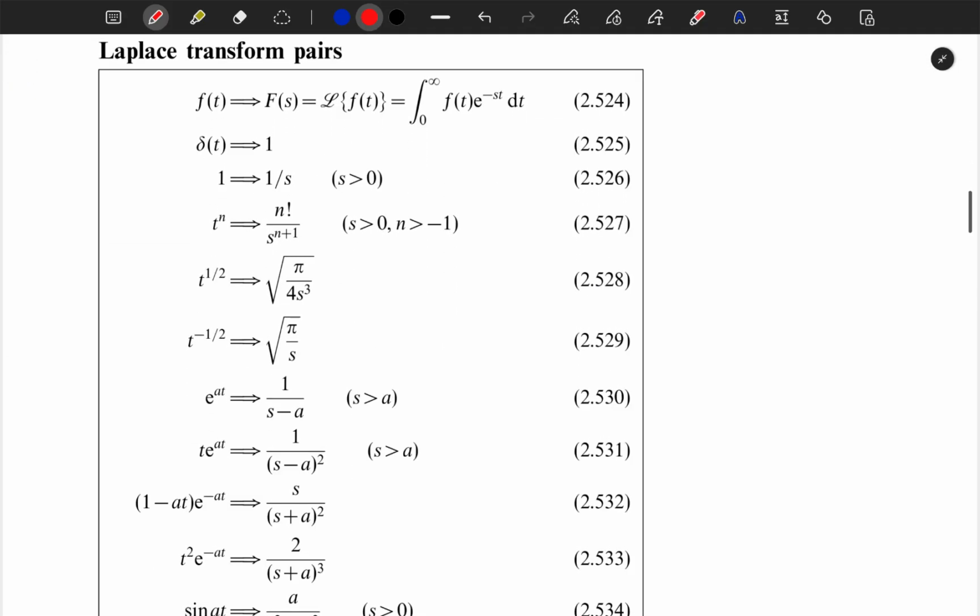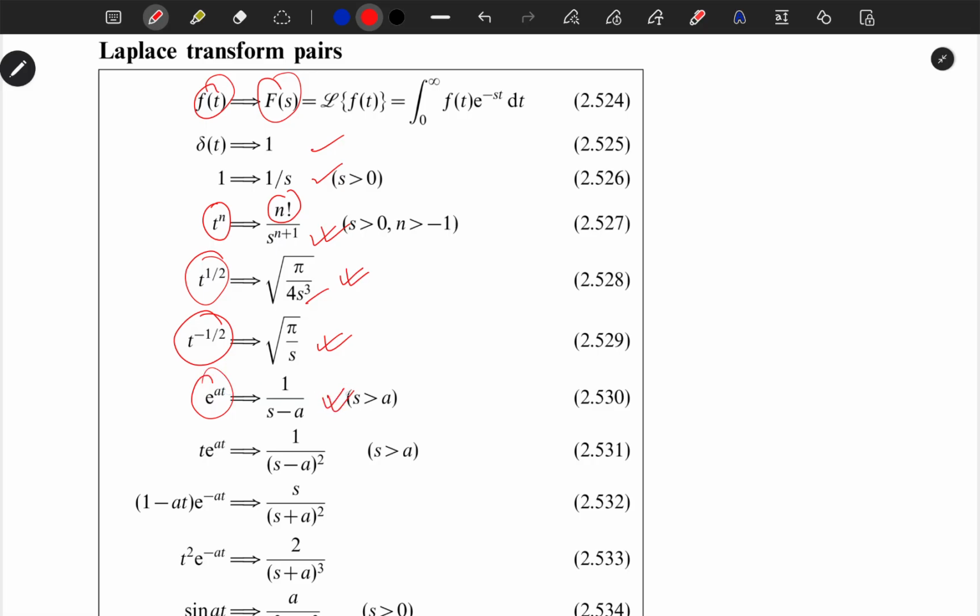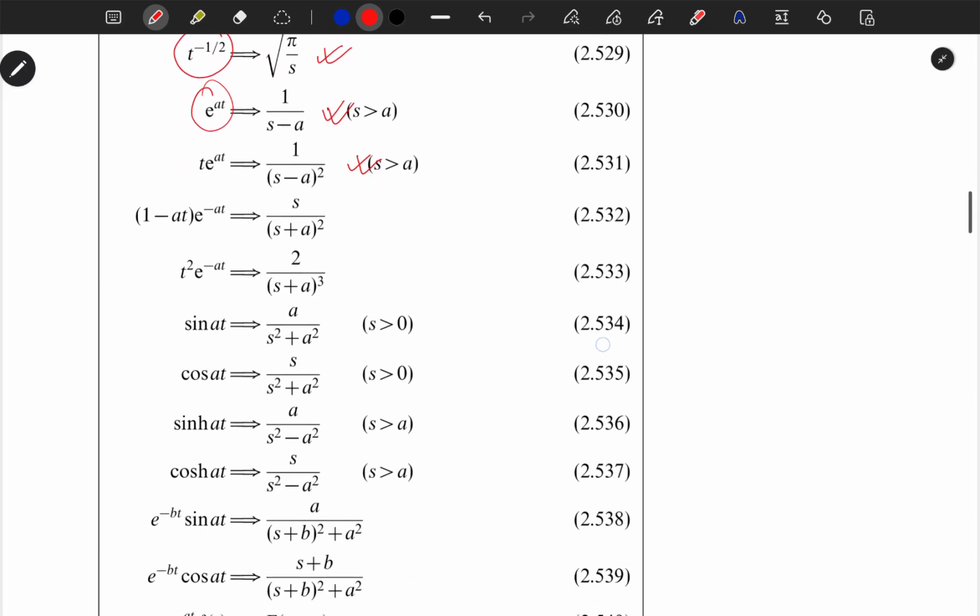Laplace pairs: f of t goes to F of s. The delta function goes to 1, 1 goes to 1 by s, t to the power n goes to n factorial by s to the power n plus 1, t to the power half goes to root pi by 2 s to the power 3 by 2, t to the power minus half goes to root pi by s, e to the power at goes to 1 by s minus a, t times e to the power at goes to 1 by s minus a whole square, like that.